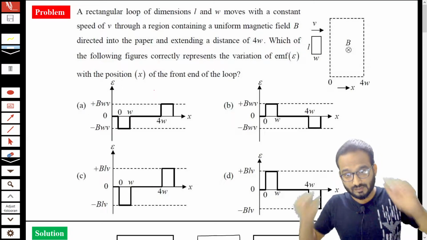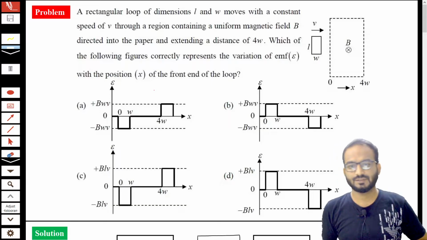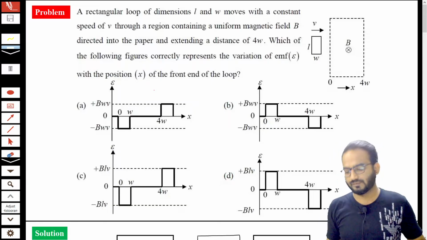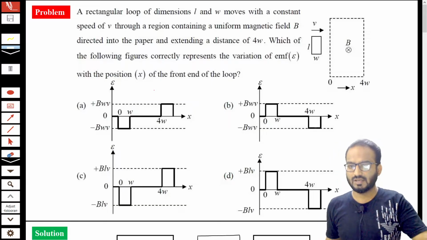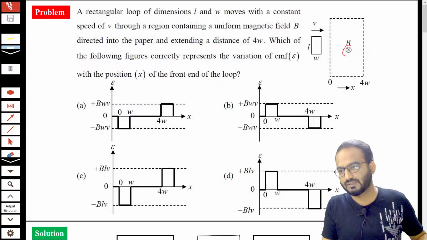So here we have another advanced physics problem from electromagnetic theory. Let me just read the problem for you. A rectangular loop of dimensions L and W moves with a constant speed V through a region containing a uniform magnetic field B directed into the paper, and extending a distance 4W.